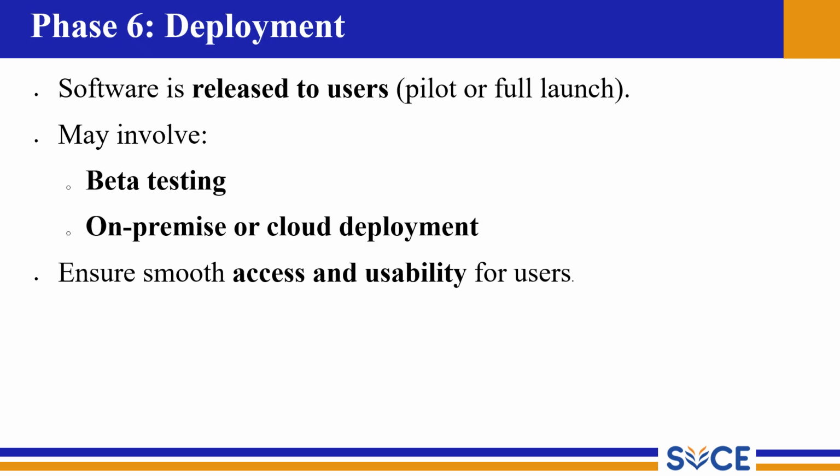After successful testing, the software is ready for deployment. This means releasing the application to users either as a pilot version or a full launch. Deployment can be done on local servers, cloud platforms, or even mobile storages, depending on the project type. At this stage, it's crucial to ensure smooth installation, user access, and performance. Sometimes deployment happens in stages to gather feedback before the final release.